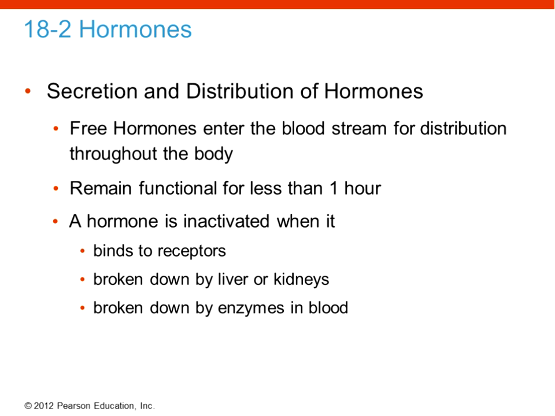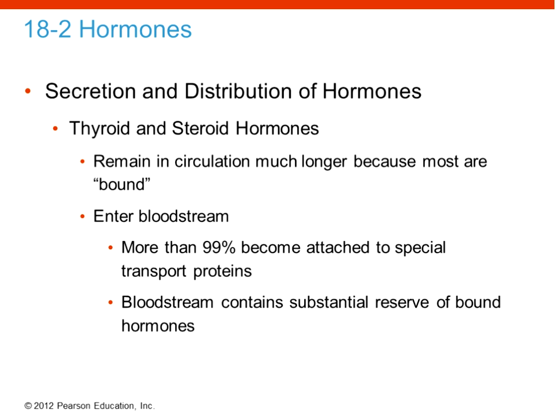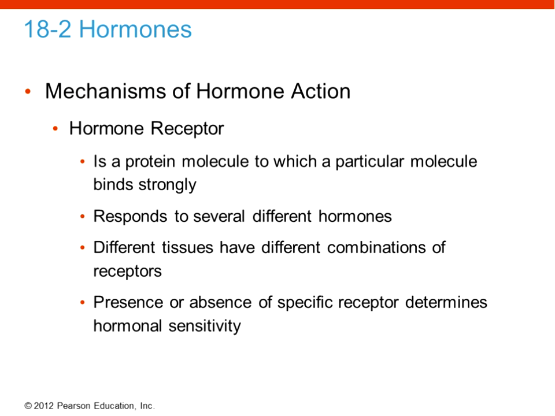All right, so hormones, again, enter the bloodstream throughout the body, typically remain functional for less than an hour and become inactivated typically when bound to their receptor. Ultimately, they will be broken down in the liver and the kidneys primarily, and then can be recycled, and the process will then start over. As I said, thyroid and steroid hormones are ones that typically are bound to transport proteins, right? And when they're bound to transport proteins, they can typically remain in the circulation longer because of the binding to these transport proteins.